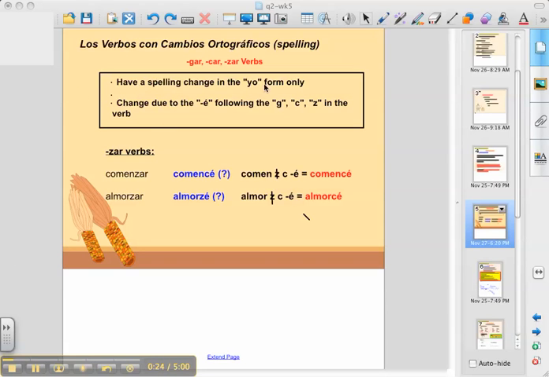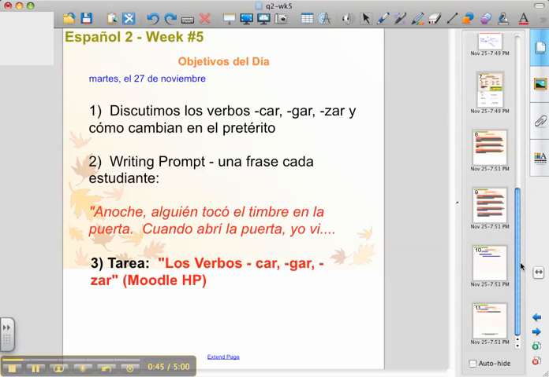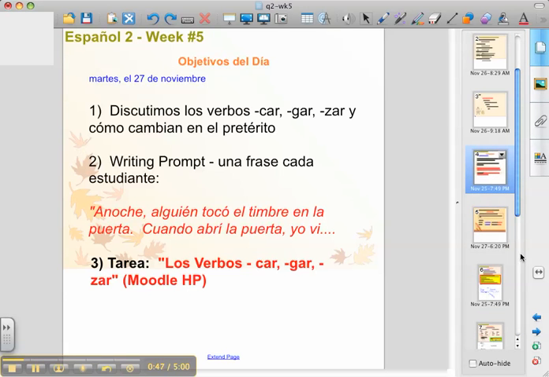There's a spelling change in the yo form only, so that makes it nice. There's only one place to worry about it. And secondly, the change is due to the accented E following a G, C, or Z in the verb. And that would be obviously how you would naturally want to conjugate those verbs, is after the Z or the C or whatever it is. Okay, so the first thing that we're going to do is talk about those verbs that change in the CAR form.